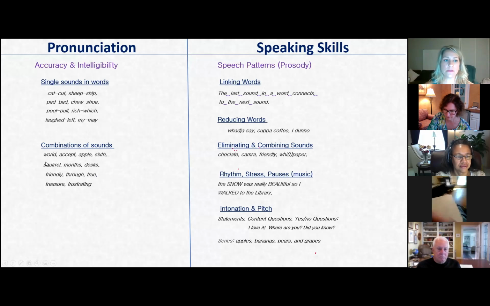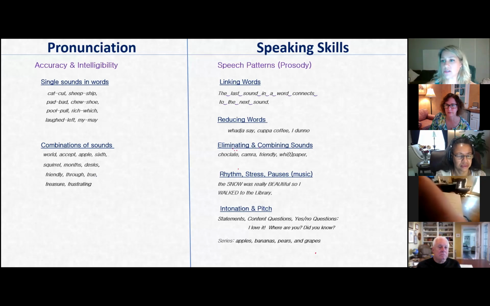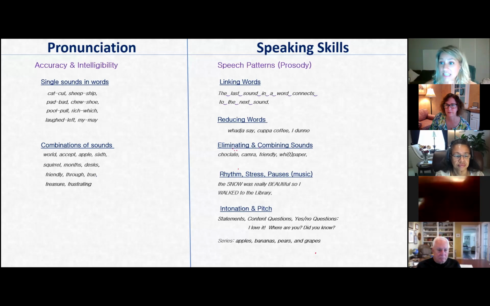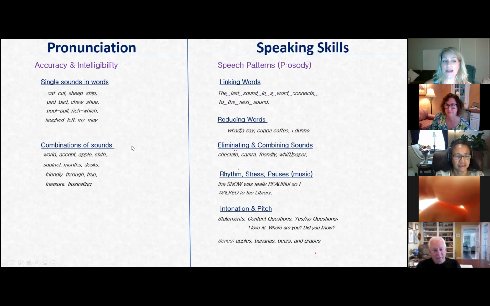Combination sounds too, these consonant clusters is what they're called. And to be fair, sometimes native speakers have a hard time with these, right? I mean, the word six is hard to say, right? So sometimes we have a really difficult time getting those sounds out, and non-native speakers really struggle with those. So we work on those first.